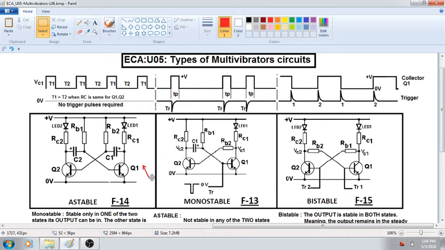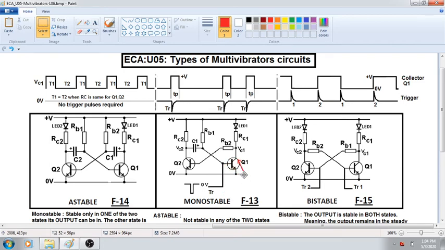Now for example, let us take the monostable multivibrator, which requires only a single trigger pulse. If I give a trigger pulse to the base of Q1, which is negative going, negative going means normally it is 0, but it becomes minus, something like minus V. What will happen? Momentarily this transistor will be cut off because the base is going negative.